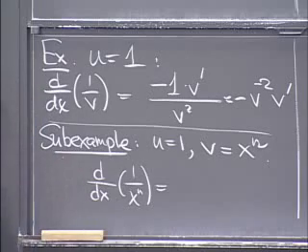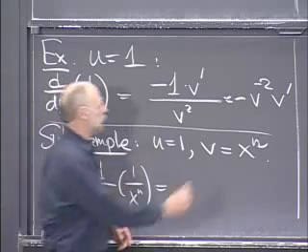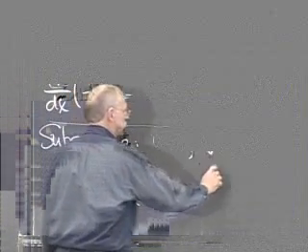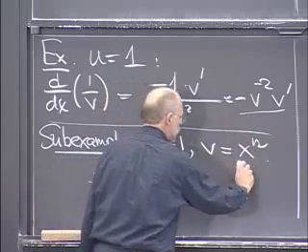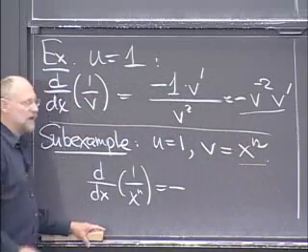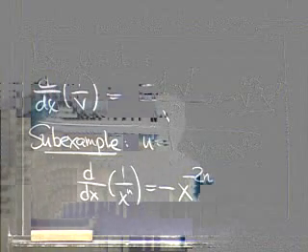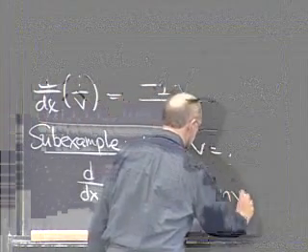So what do I get here? d over dx of 1 over x to the n is, I'm plugging into this formula here, with v equals x to the n. So I get minus v to the minus 2. All right, if v is x to the n, v to the minus 2 is, by the rule of exponents, x to the minus 2n. And then v prime is the derivative of x to the n, which is n x to the n minus 1.